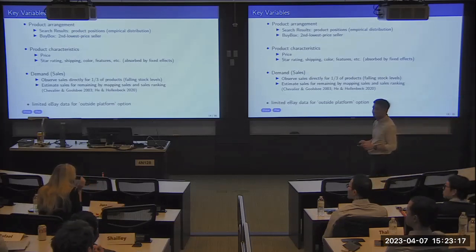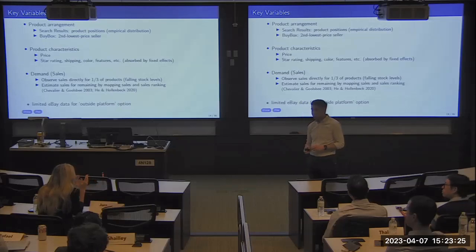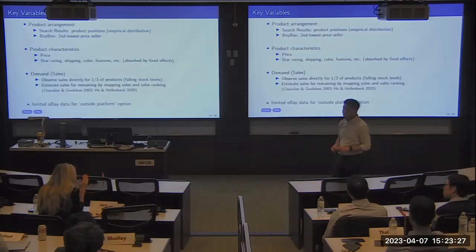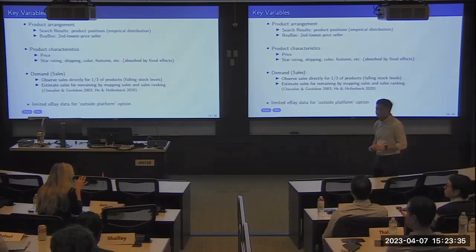If I understand it correctly, you essentially have ground truth for one third, and then you impute the others based on what you see in that third, how it maps into the sales rank, and then you impute all the other stock from sales rank.